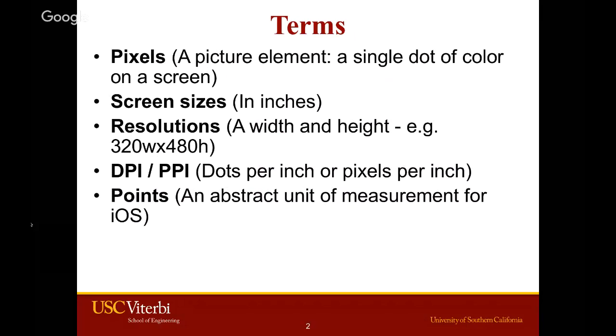So we have pixels, and you might hear these terms interchangeably: pixels, screen sizes, resolutions, DPI, points. Let's start off with the most basic element when it comes to user interface, the pixel, right? The pixel is the smallest element in the user interface, and it's really just a dot, right? And the dot is backed by three colors.